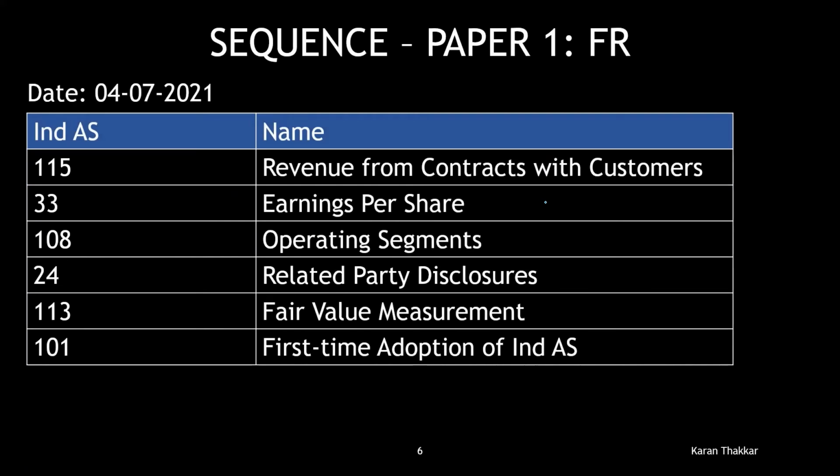On 4th July, start with Ind AS 115, another important topic, and one question most likely is going to be asked from this. Next, do Ind AS 33 and 108. These are asked once in a while. And then you have 24, 113, and 101. I won't rate them as important, but don't skip. Have a look at SM questions.